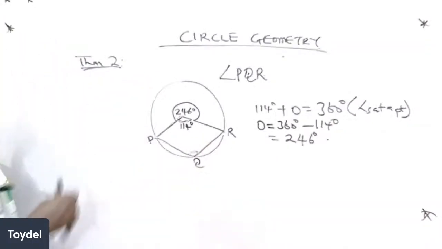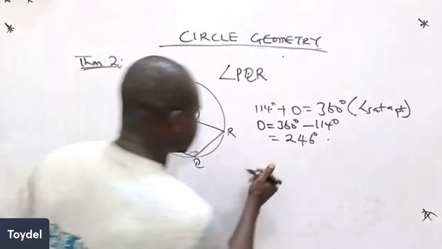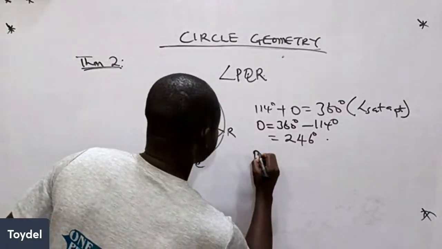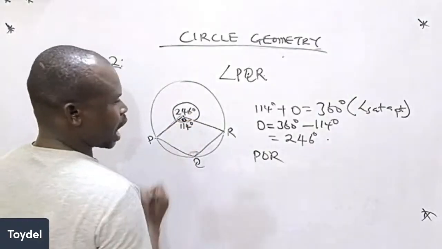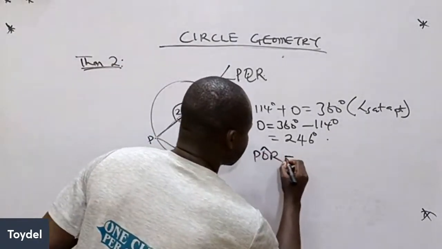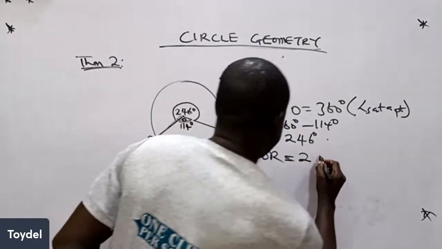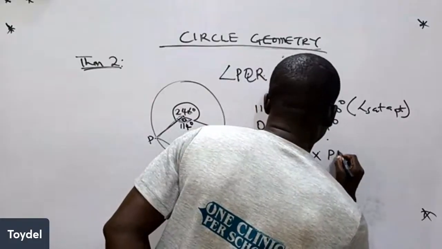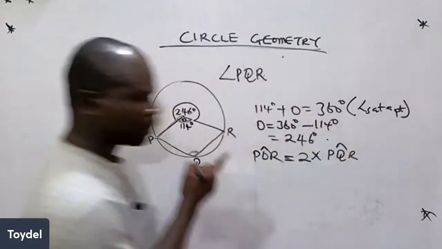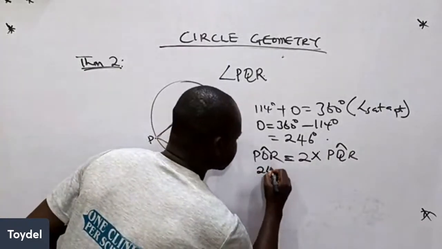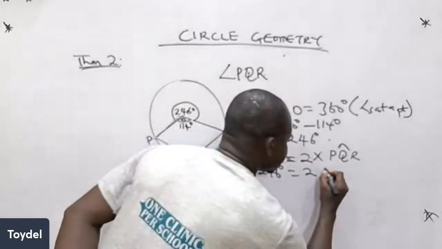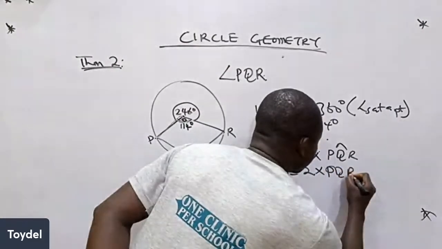So we can apply that second theorem, which says that angle POR, the one at the center here, this center is O, is equal to 2 times angle PQR. That's the theorem that we are going to apply here. What is angle POR? Angle POR is 246 degrees. It will be equal to 2 times angle PQR.